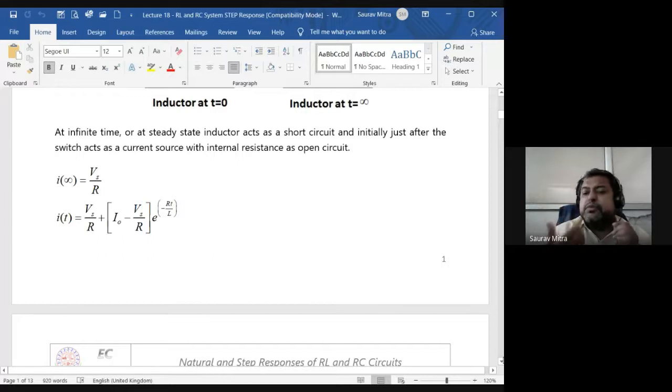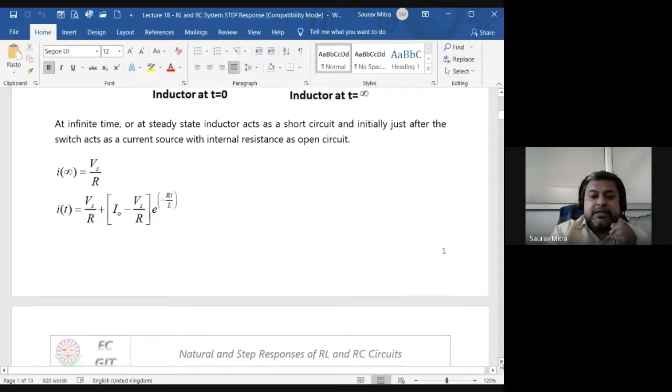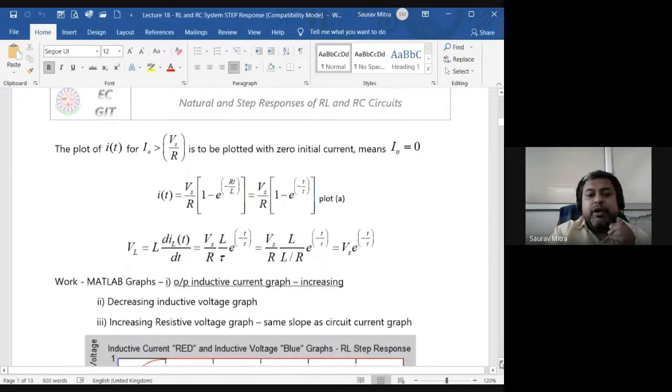Just keep on substituting the values, and you have to give me the equation of IT. The only thing is Vs is the amplitude of the step. If I say 10 volt DC, in that case Vs will be 10. If I say 5 volt DC, that means Vs will be 5. If I say unit step, Vs will be 1. So I think this is very much possible. And the plot of IT.